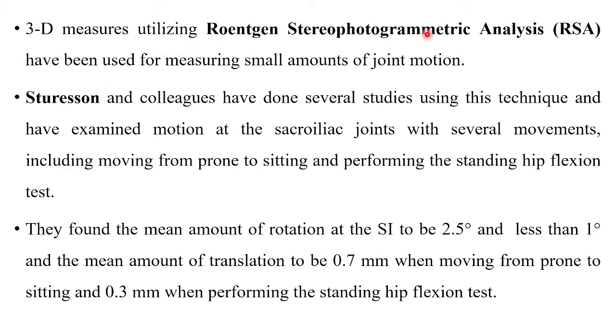Three-dimensional measures utilizing Röntgen stereophotogrammetric analysis, that is RSA, have been used for measuring small amounts of joint motion. Strussen and colleagues have done several studies using this technique and have examined motions at the sacroiliac joints during several movements, including moving from prone to sitting and performing the standing hip flexion test. They found the mean amount of rotation at the sacroiliac joint to be 2.5 degrees and less than 1 degree, and the mean amount of translation to be 0.7 mm when moving from prone to sitting and 0.3 mm when performing the standing hip flexion test.